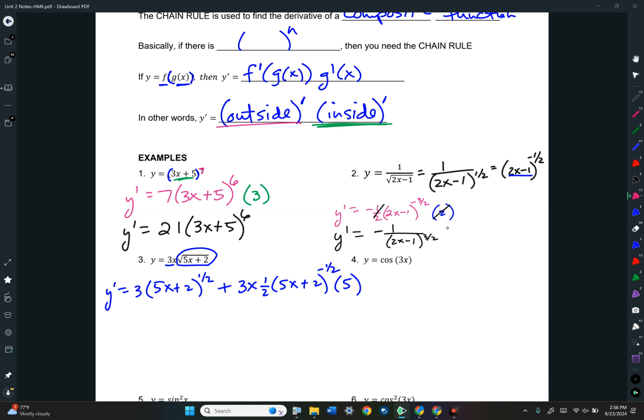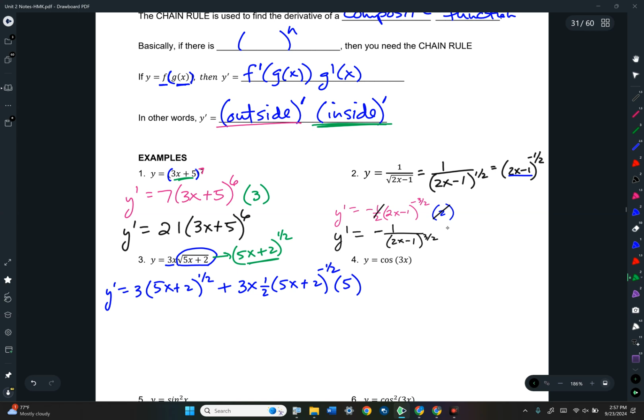Now let me make sure you see where everything came from. Let me back up. All of this second term is a part of my product rule. This was where I was doing my first times the derivative of the second, right? So what we were doing when we did the derivative of the second was right here. We were taking the derivative of the 5x plus 2 to the 1/2. So that's where the 1/2, the parenthesis to the negative 1/2, and then the derivative of the inside of that part was the 5. Okay, that was a bunch of stuff to put there.